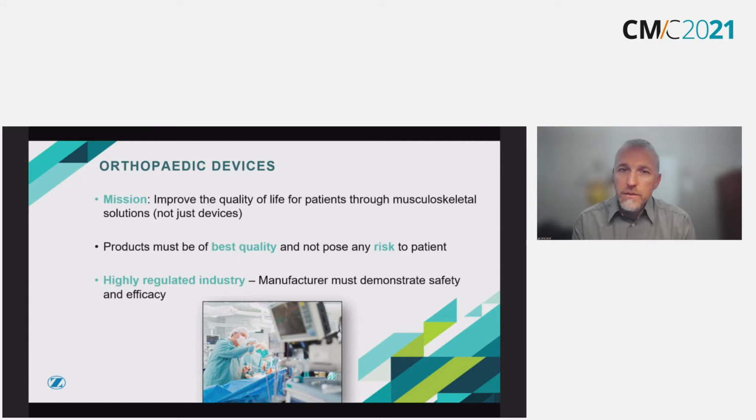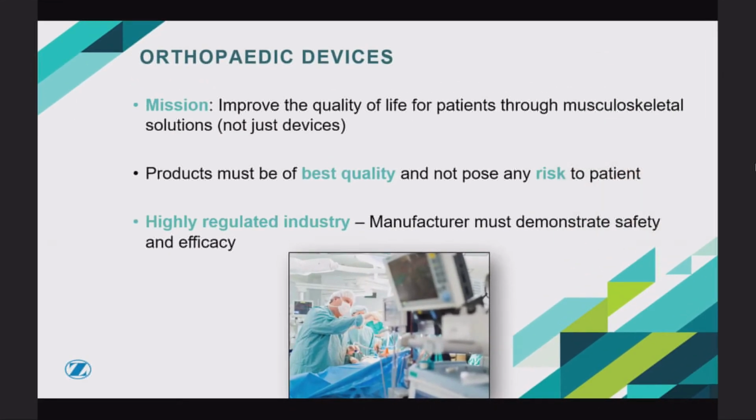Like many others in the device industry, the mission of my company and the mission of me within the company is to improve the quality of life for patients through musculoskeletal solutions. Traditionally, this is devices, but as more time goes on, it's more than devices. It's rehab, it's planning, it's delivery, it's all the other things that are associated with musculoskeletal care. And as part of doing this, naturally, we need to make sure that the products, the solutions are of high quality, the best quality, and do not pose any risk to the patients. And of course, we're also in a highly regulated industry all around the world.